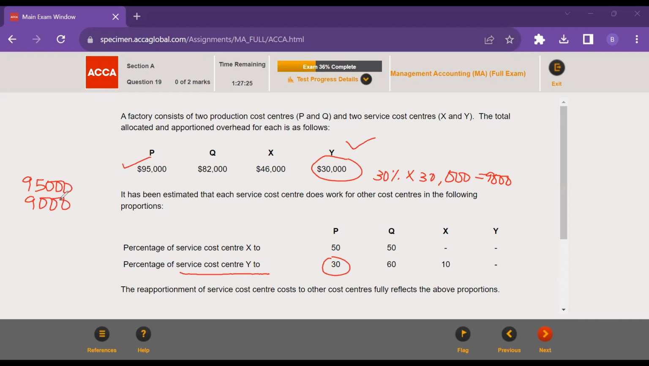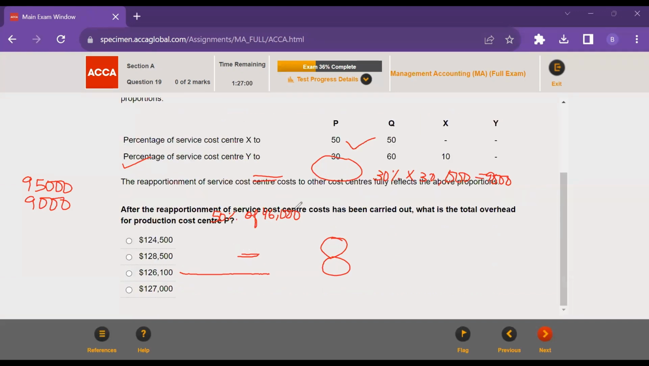Now, what other service is being provided to P? It is provided by X and 50% of that. So X has a total of 46,000, and then we will be taking 50% of that. So 50% of 46,000. This will give you your answer as.